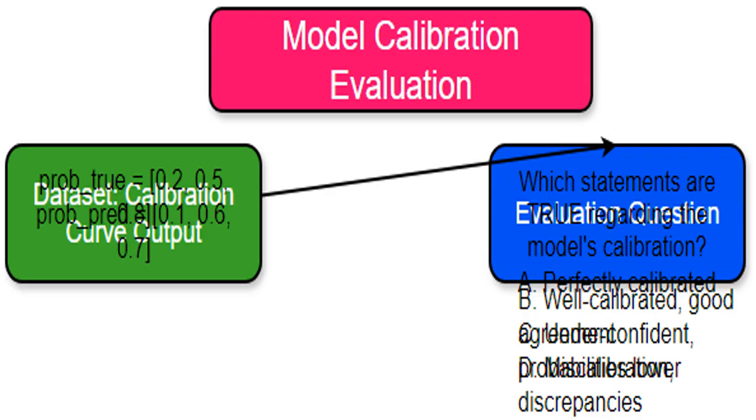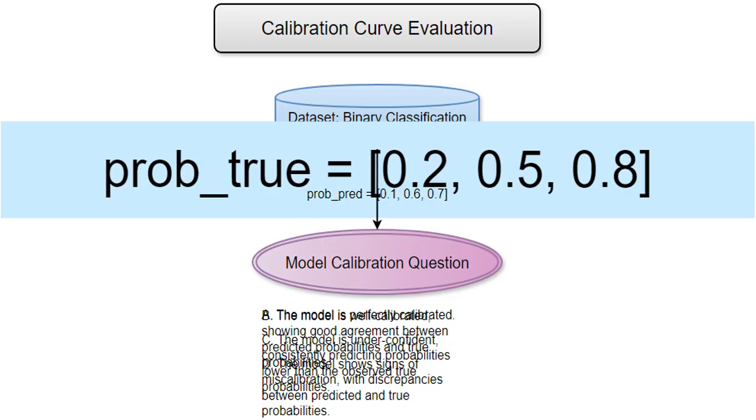The core concept of this quiz: we are checking how well calibrated the machine learning model is. A well-calibrated model's predicted probabilities accurately reflect the true probabilities. I see that prob_true represents the actual average probabilities of the positive class for different groups of predictions. For example, the first group of predictions had an average true probability of 0.2. The second group had an average true probability of 0.5, and the third group's average true probability was 0.8. This array shows the real-world accuracy of the model's predictions for various probability ranges.